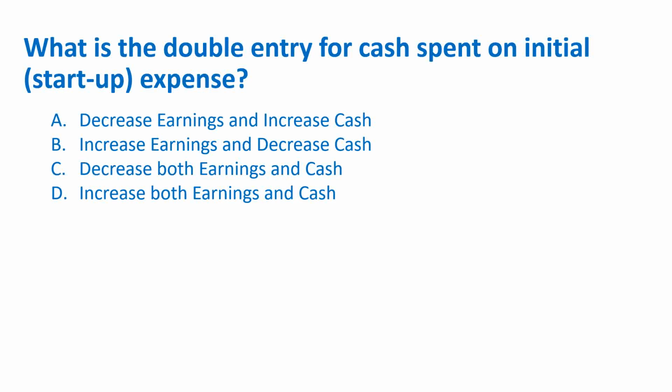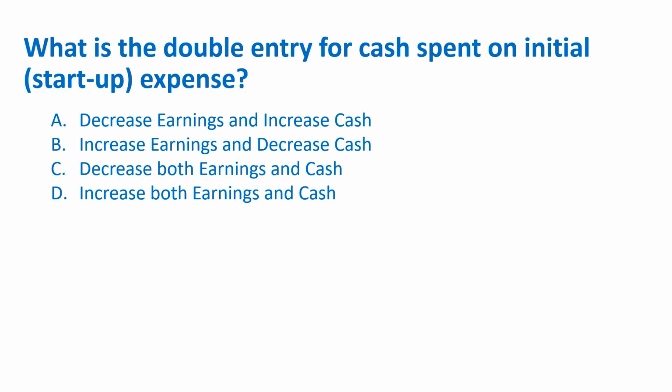Correct answer is C, because cash spent. So that means your checking account balance is going to come down. So you've got to decrease cash. Then the second entry, you say, cash spent on what? Long-term asset? No, spent on initial expense.